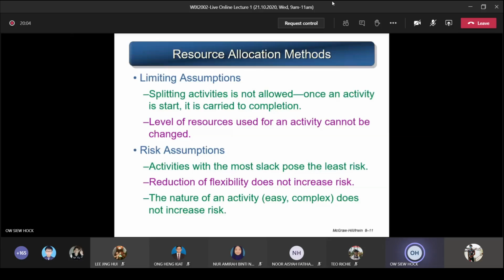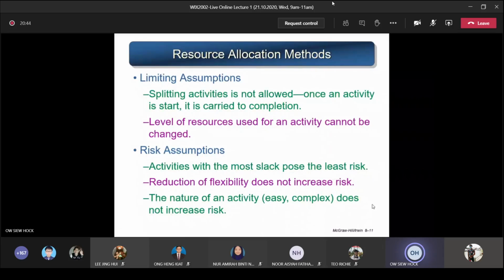Another one is about risk assumptions. Activities with the most slack pose the least risk. Of course, you understand what slack is. If you have slack of 30 days, compare that with slack of 10 days. Of course, the slack of 30 days will not give you risk because there is a lot of time for you to delay. So reduction of an activity does not increase the risk. If you use this slack, it still does not increase the risk of the project being delayed. The nature of an activity, whether it is an easy activity or a complicated activity, does not increase the risk. This is another issue mentioned here.